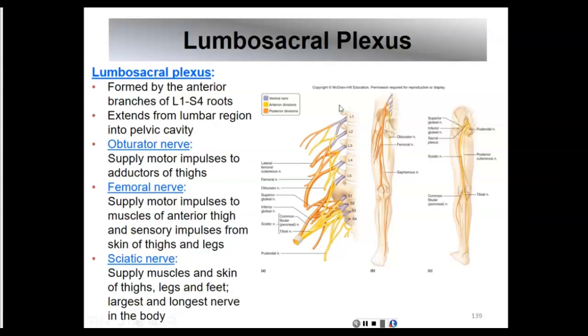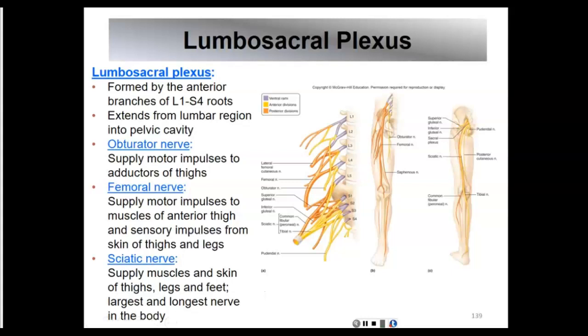The lumbosacral plexus, coming from the lumbar and the sacrum. Look at all these connections. These all lace together, and they will form a bunch of nerves. There's the obturator nerve, the femoral nerve, and the sciatic nerve. Now, you won't be tested on these, but I'm talking about the sciatic because I would say most of you have heard of sciatica.